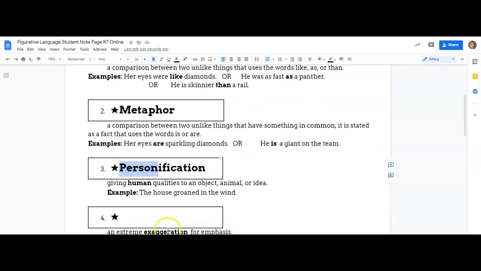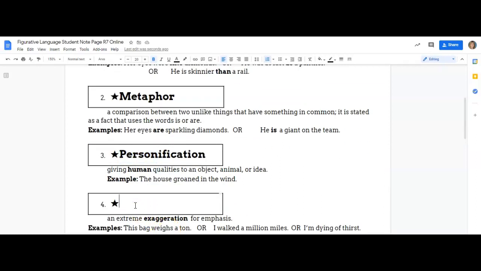The next term is hyperbole, H-Y-P-E-R-B-O-L-E. Pronounced hyperbole. This is an extreme exaggeration for emphasis. And it can't just be a little exaggeration. So actually saying I ate 10 pieces of pizza isn't really considered a hyperbole because somebody actually could eat 10 pieces of pizza. If I said, oh my gosh, I just ate 100 pieces of pizza, that is not reasonable. That is an extreme exaggeration, which makes it hyperbole.